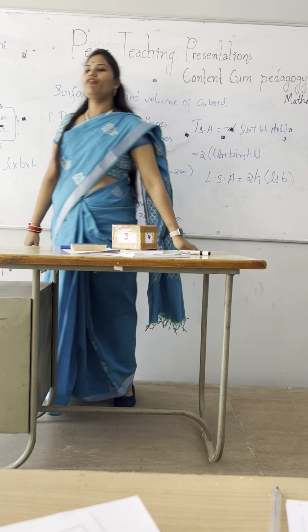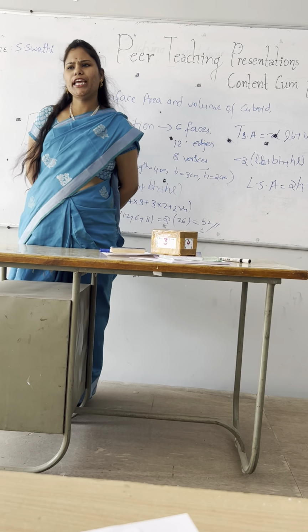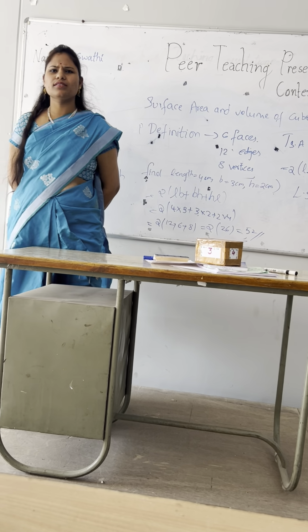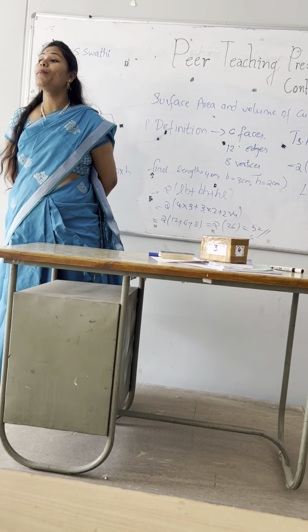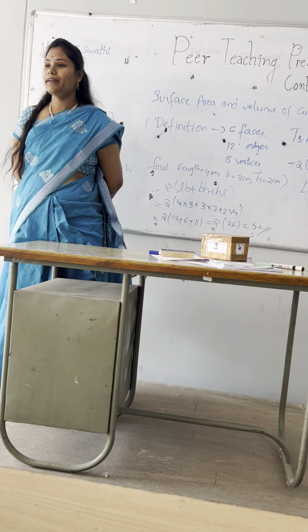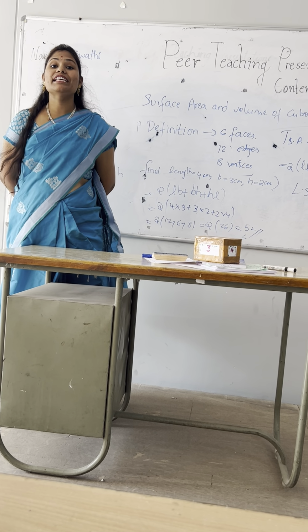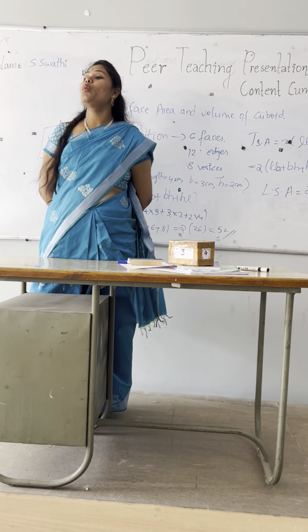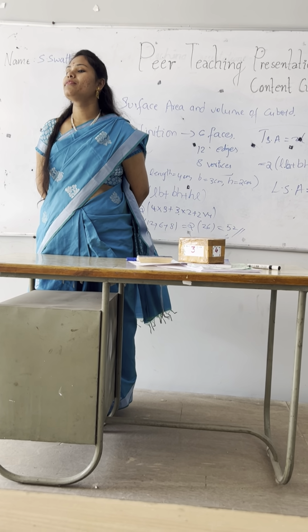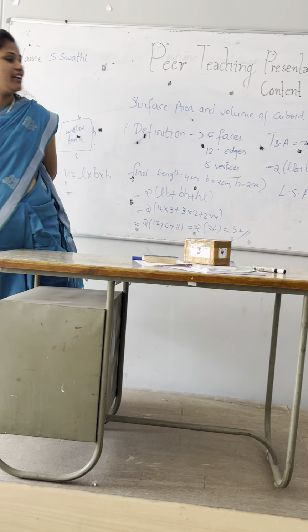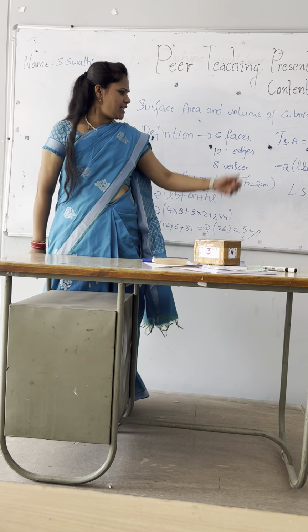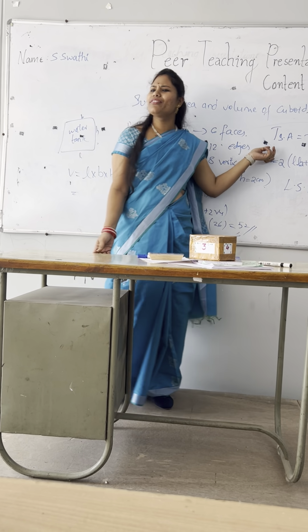Tell me an example of a cuboidal object. Anyone? Any cuboidal object near your surroundings? Very good. Can anyone tell me how many faces we have in a cuboid? 6, very good. How many vertices do we have? 8. It is there on the board, right? How many edges do we have? 12.